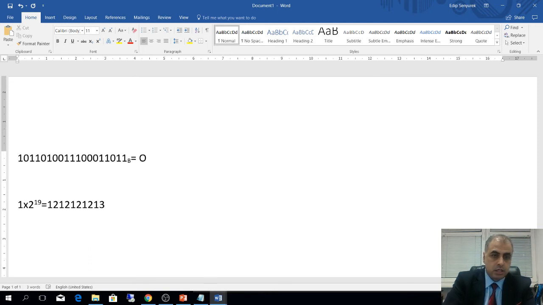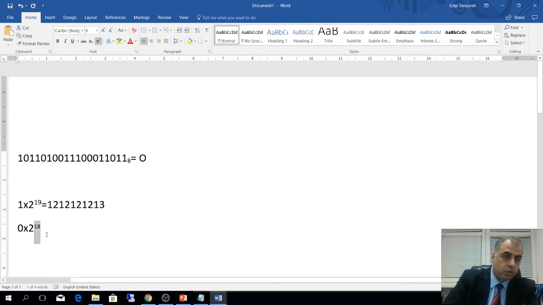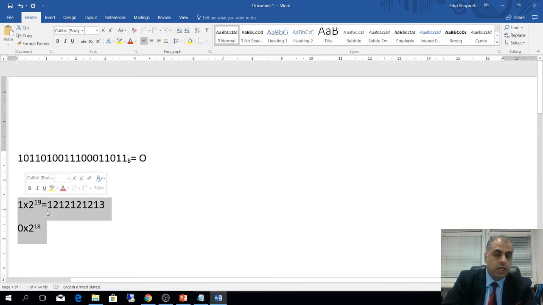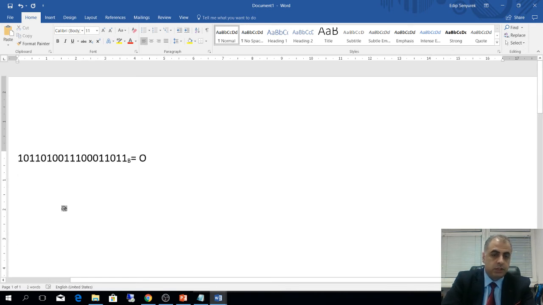The next, 0 times 2 to power 18. 1 times 2 to power 17. 1 times 2 to power 16. Okay, you have to calculate all of them. After that, you add all those results. After that, you are going to have a very big number.